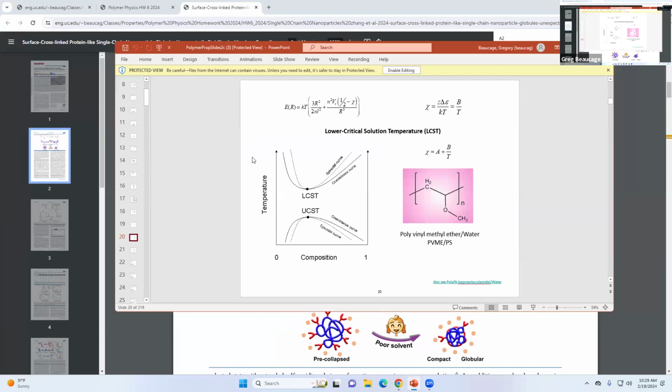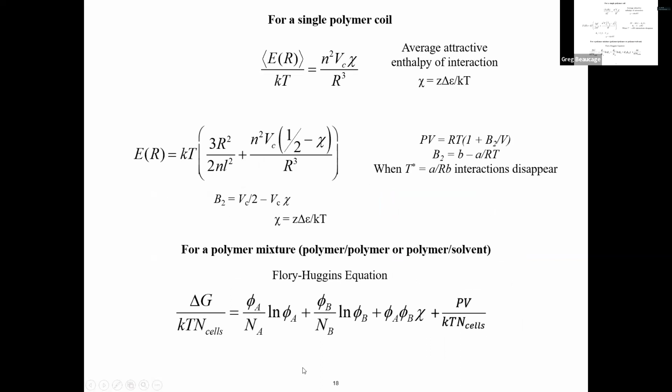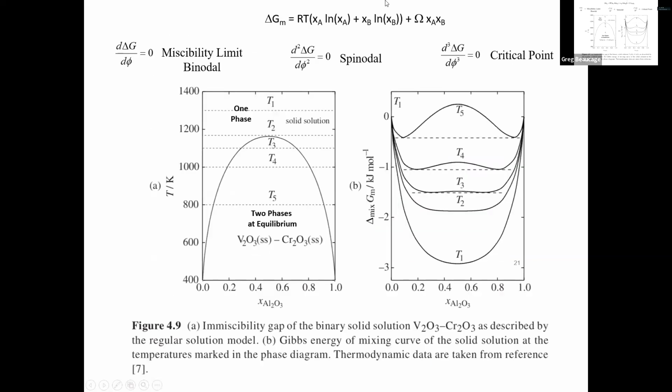But anyway, here's what I did last time with the PVME, and then the Flory-Huggins equation is here somewhere. That's for mixing the 2 polymers. This is the same as, this is from the thermo class, the Hildebrand equation for a regular solution, right? That's the Hildebrand mixing parameter.